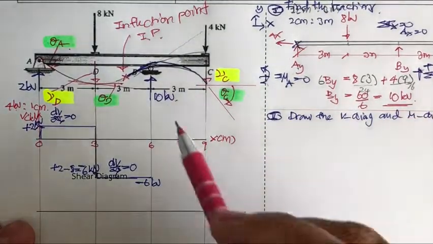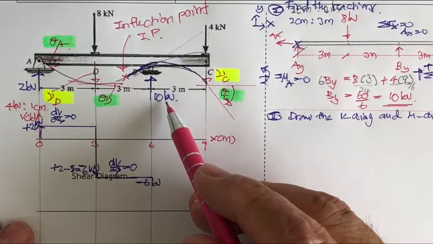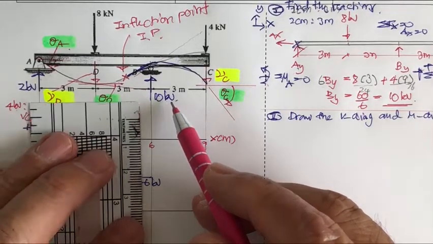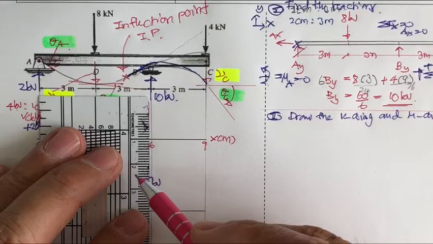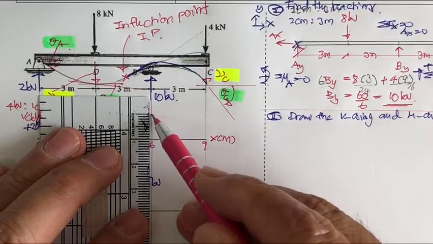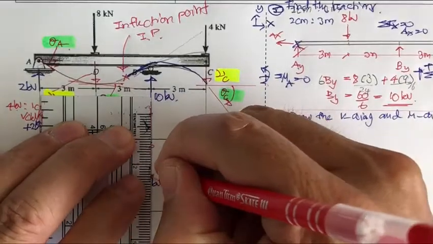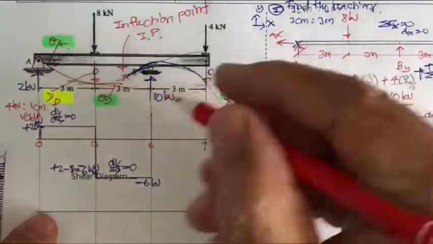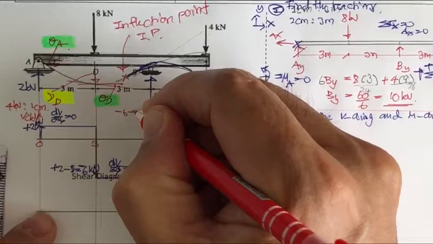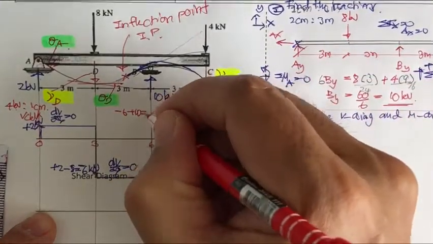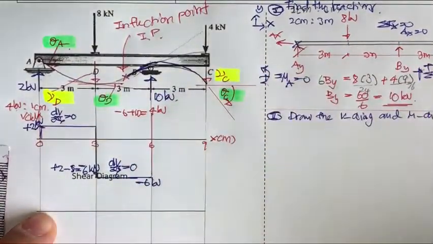Okay, and now it's going to take up to 10. Okay, that's up to 10. 10 is about this: 2, 4, 6, 8, and 10. It's going to take up 10. And what's it going to be? It's going to be minus 6 plus 10. That is going to be 4 kilonewton.